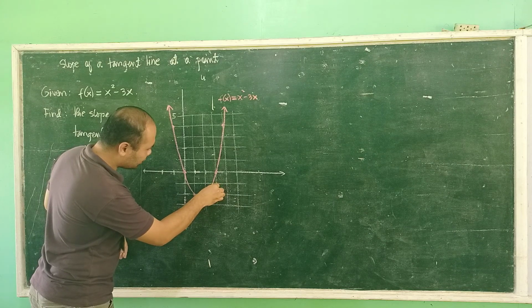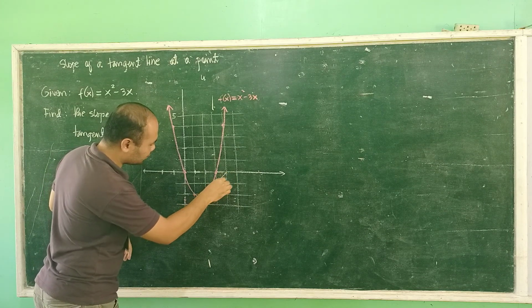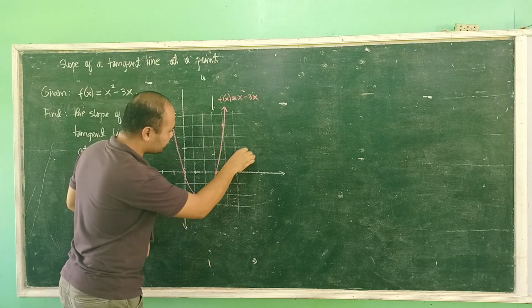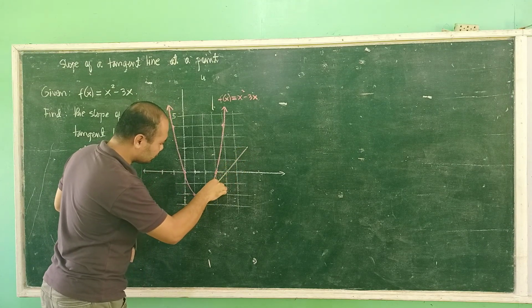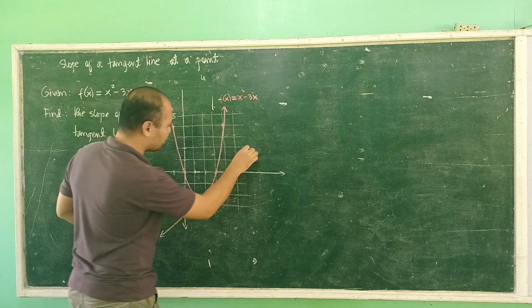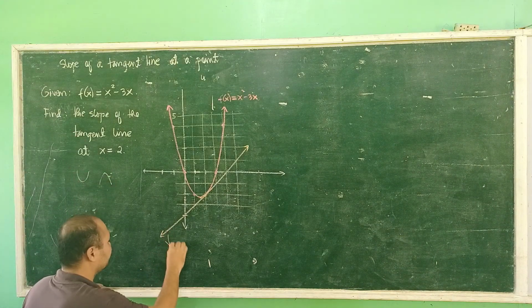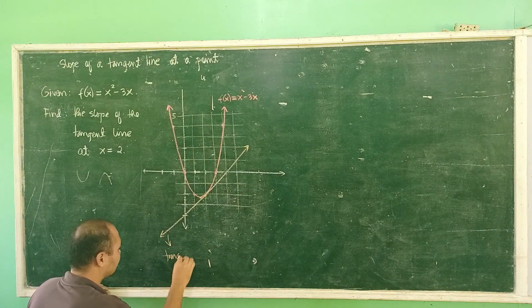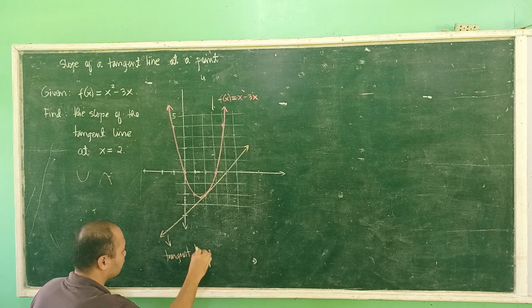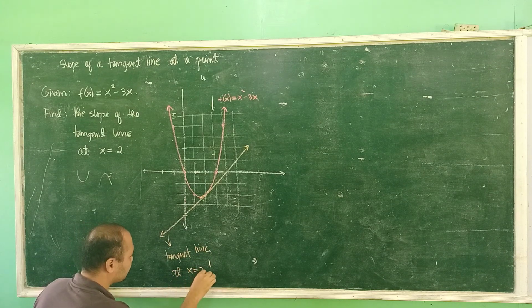So, it looks like this. No? So this is the tangent line at x equals 2.